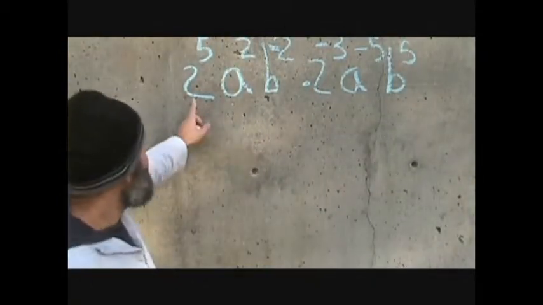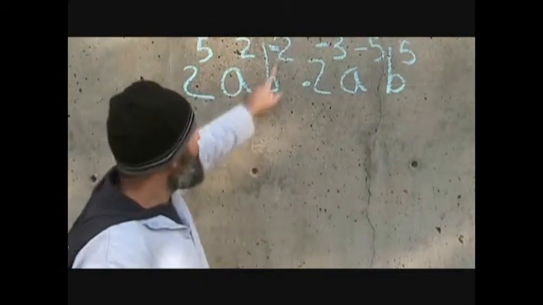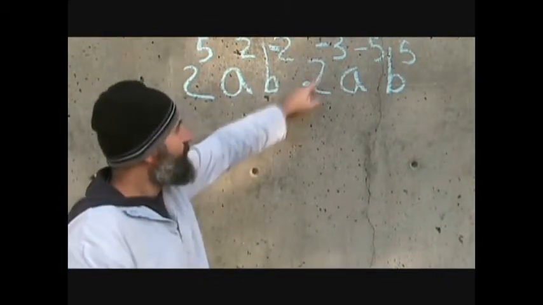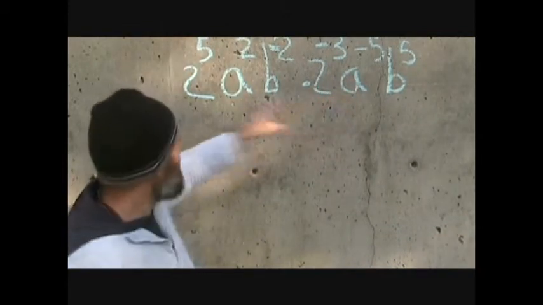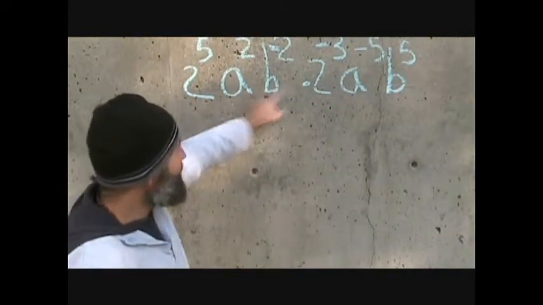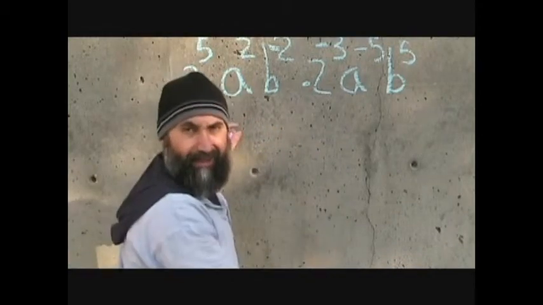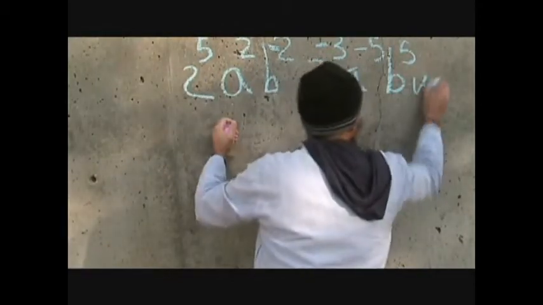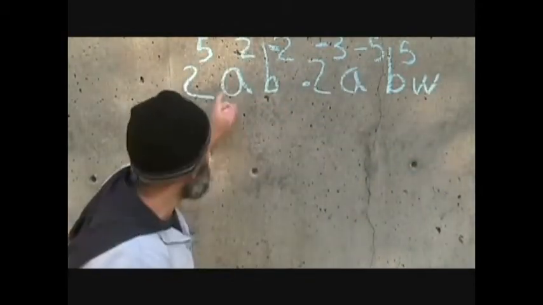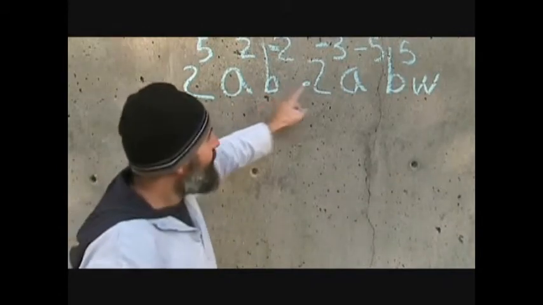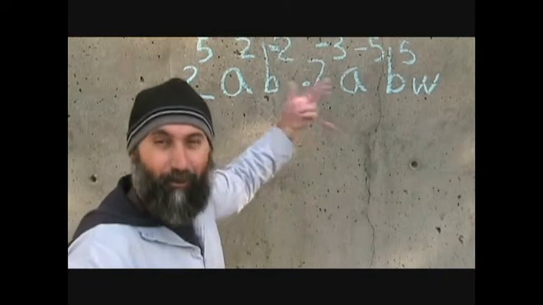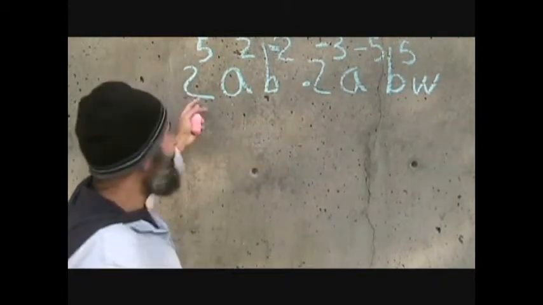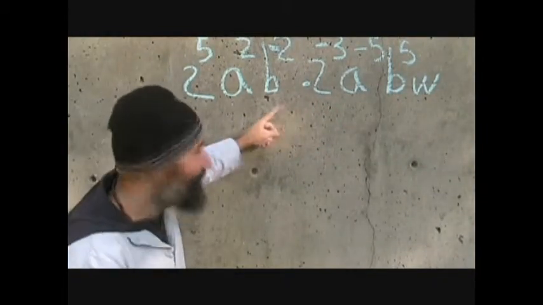So we have 2 to the power of 5, a squared, b to the negative 2, times 2 to the negative 3, a to the negative 5, b to the 5. And the way it works is, all the bases are the same. Even if you had, let's say, a w, we don't have a w here, but that's okay, because you can put w to the power of 0, but that's going a little too far. Instead, all you do is deal with the exponents, okay?